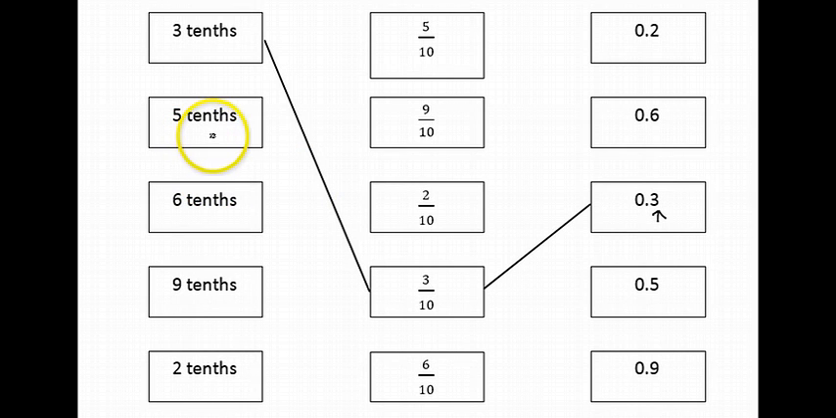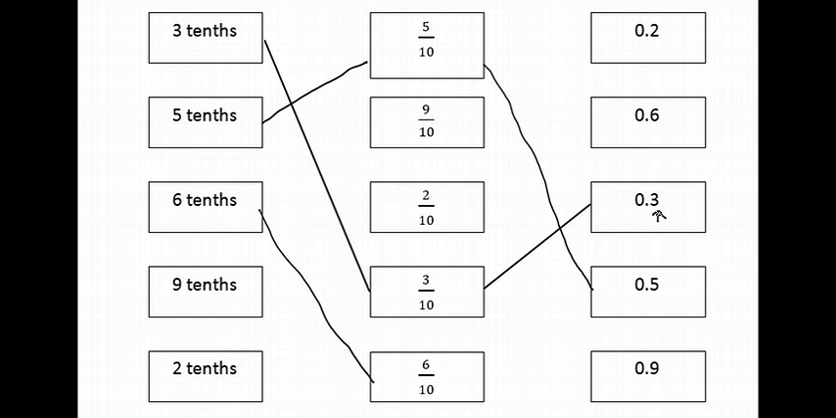Next, I'll look for 5/10. That's 5/10 as a fraction. Here's my decimal for 5/10, so I will connect that. 6/10 would be 6/10. Now I need a decimal that has a 6 in the tenths spot. That would be this decimal.